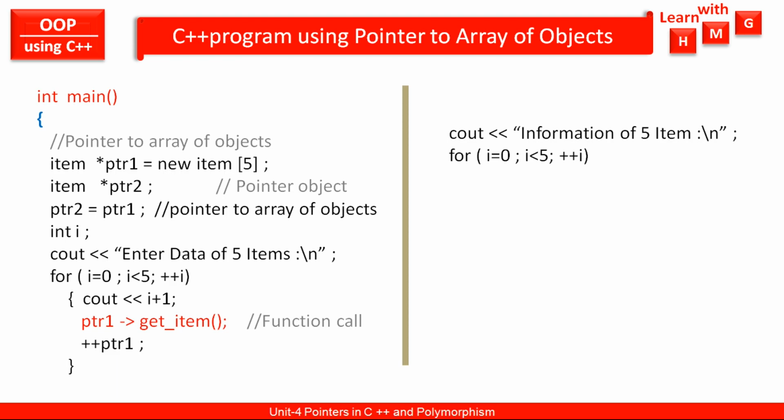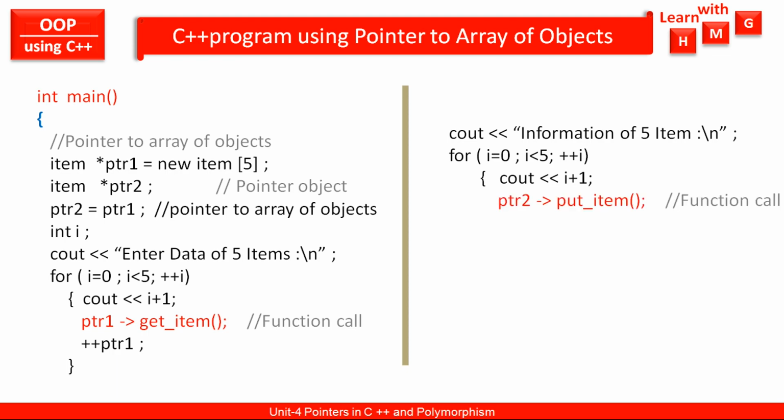Again, we will require to set a loop for 5 iterations. i = 0; i < 5; i++. So i will vary from 0 to 4. Again, I will display the item number using i + 1. That is, I will make use of the index variable i, and initially i is 0, and like this 0 plus 1, it will display 1, and subsequently it will go on displaying 1, 2, 3, 4, 5.